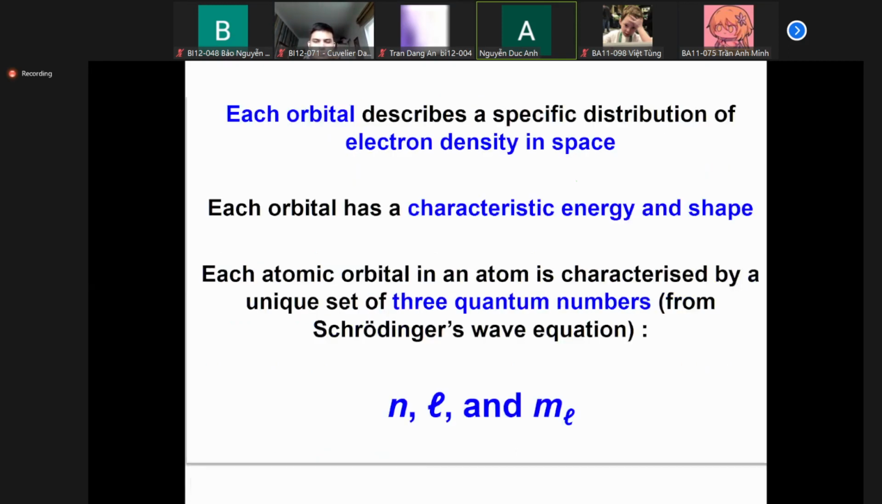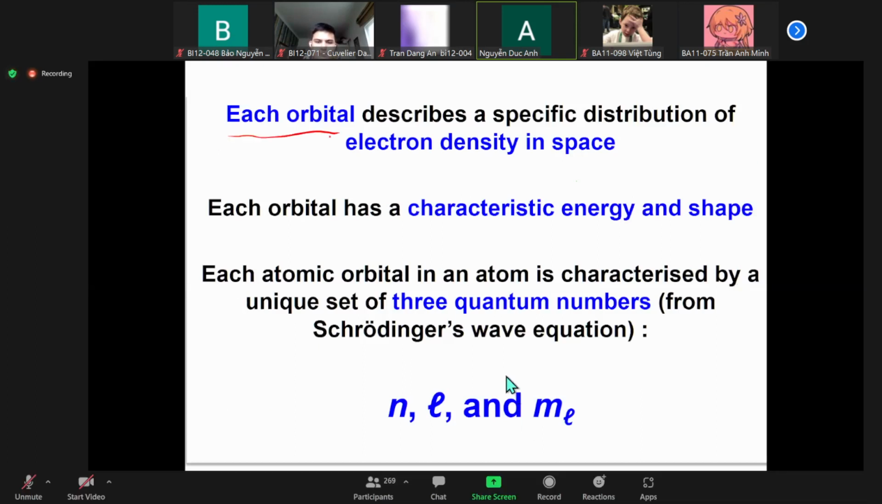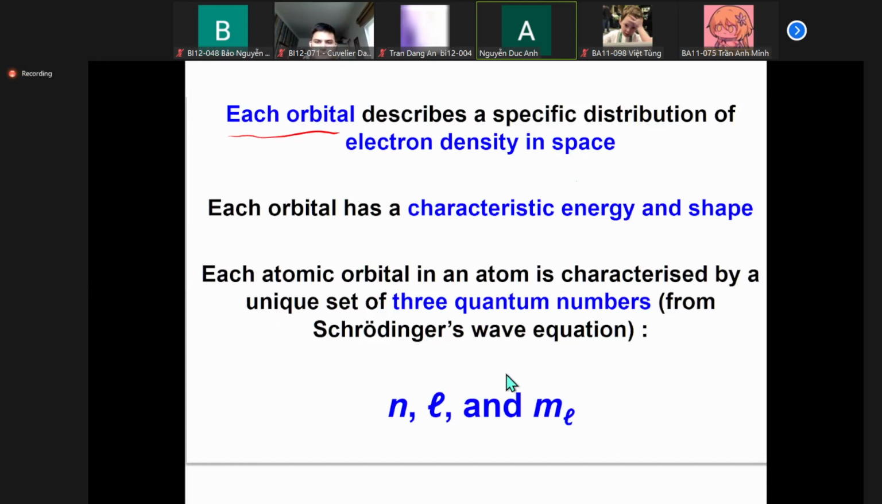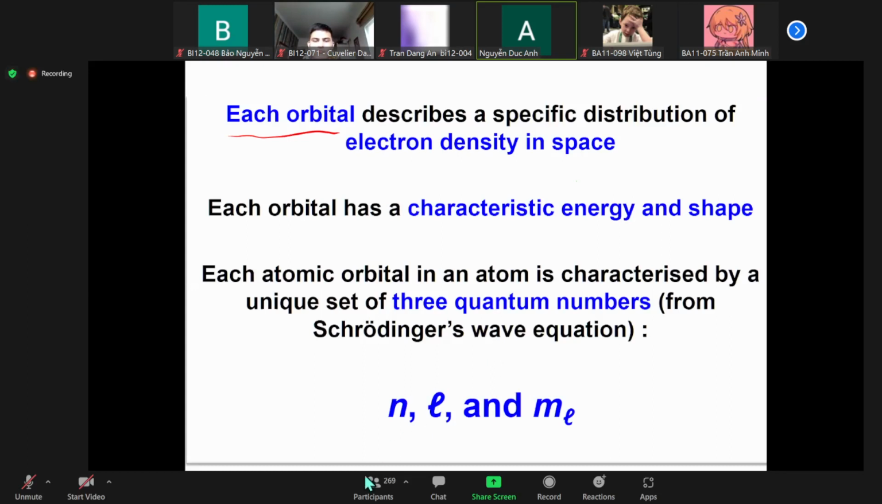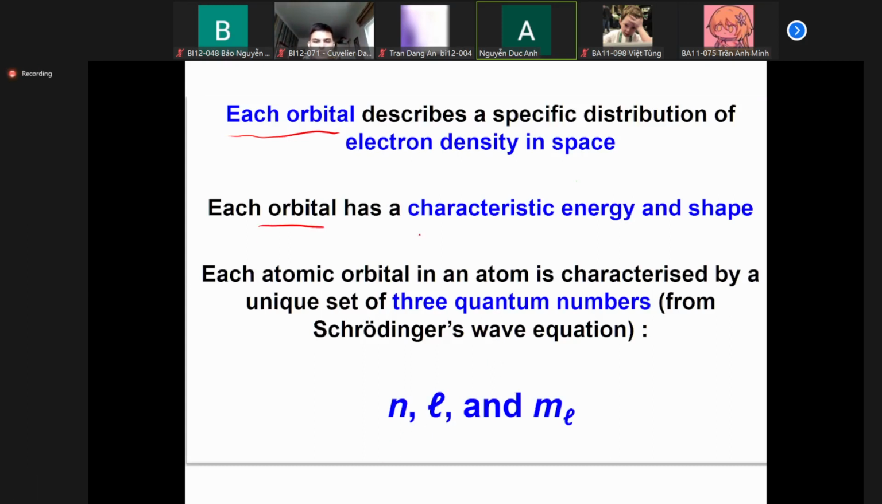So now let's take a look at this. Each orbital, as I said to you, describes a distribution of electron density in space. Firstly, this comes from the wave function. It explains the probability of finding an electron, or the electron density in space. The second thing to remember is that an orbital has characteristic energy and shape.